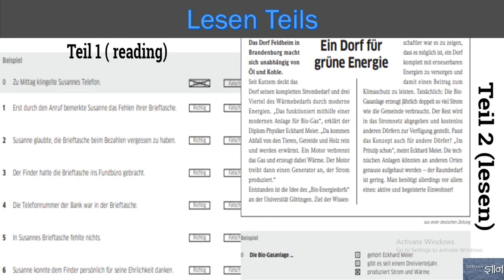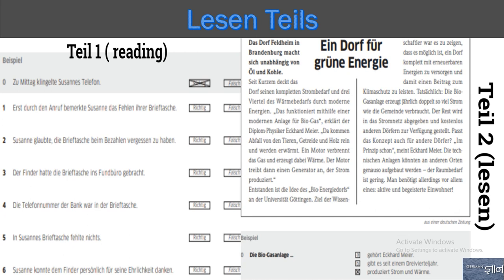So guys, as you see on the screen, tile 1. In tile 1 you have to read one paragraph of German and according to that you have to cross the richtig or falsch, which means true or false. This you must have done in A1 exam also, or A2 also. So guys, let's go forward to tile 2.